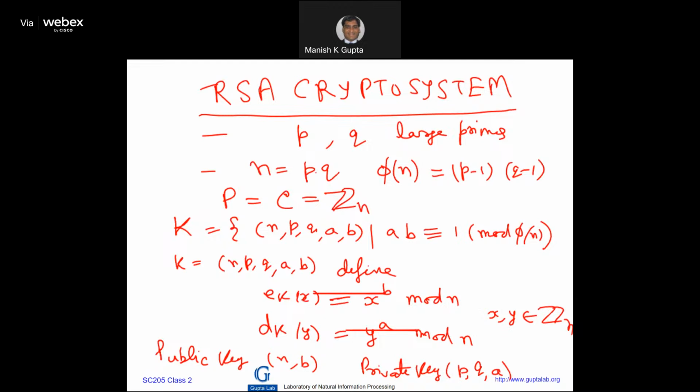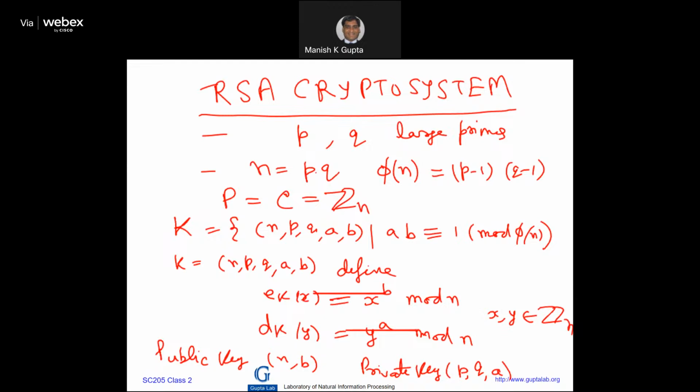P and Q are large primes. N is the product of these two primes. So phi of n is (p minus 1)(q minus 1), obviously, because phi is a multiplicative function. So phi of pq is phi of p into phi of q. Phi of p is p minus 1, phi of q is q minus 1. Our plaintext and ciphertext are coming from integers modulo n only. So the crypto system is n, p, q, a, b such that a into b is congruent to 1 mod phi of n. That is the whole thing.